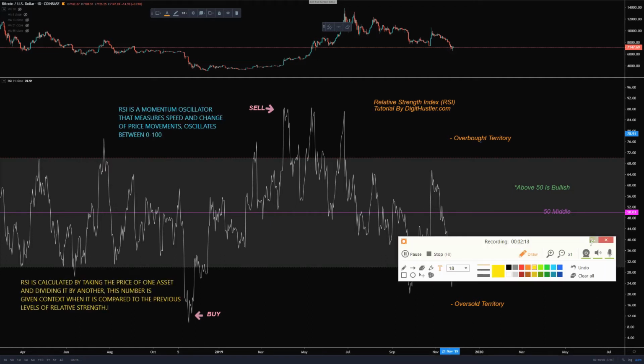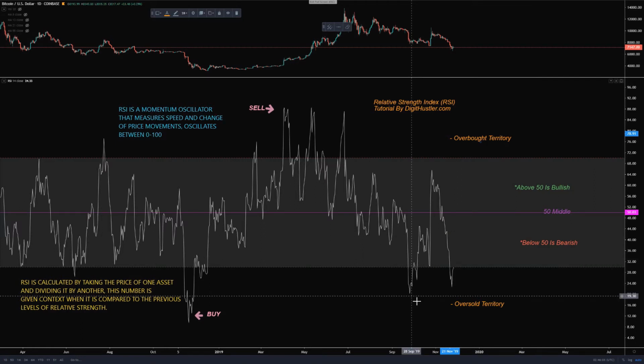How RSI, the strength, is calculated is by taking the price of one asset and dividing it by another. This number is given context when it is compared to the previous levels of relative strength. So the biggest things to know about where the strength is, you're going to be looking for oversold territory and overbought territory.